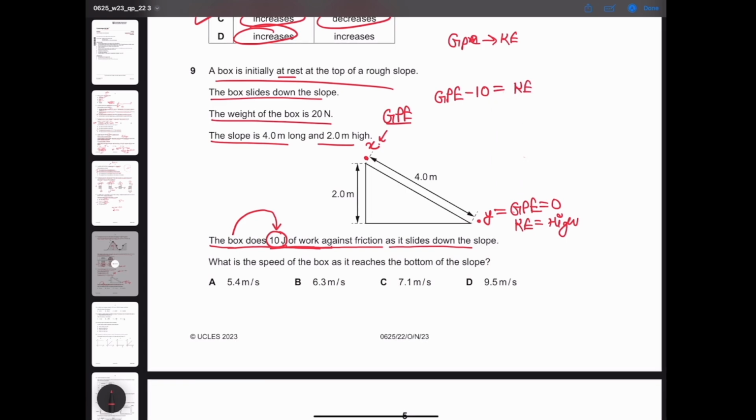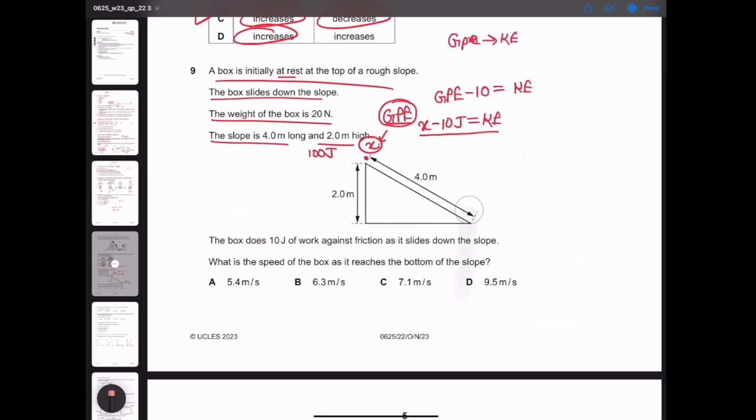It's just like saying at the top you had 100 joules of energy, at the bottom you had 90 joules of energy. So where is the 10 joules gone? 10 joules is gone against friction, work done against friction. In the same way, initially you had some energy x, out of which you had to utilize 10 joules, and then the remaining got converted to kinetic energy. All right. And if you understand this, then the question is already done. We just need to do the basic maths now.